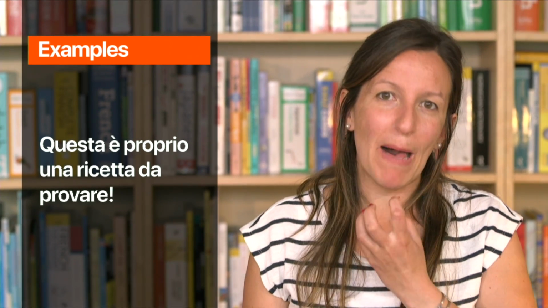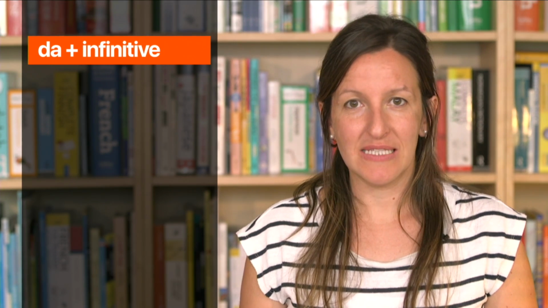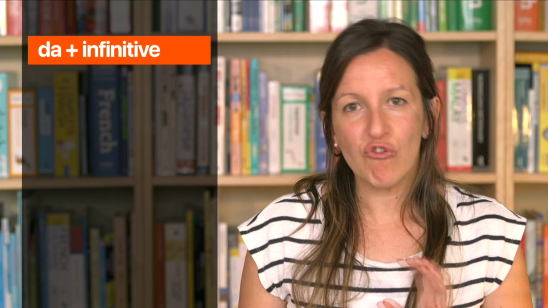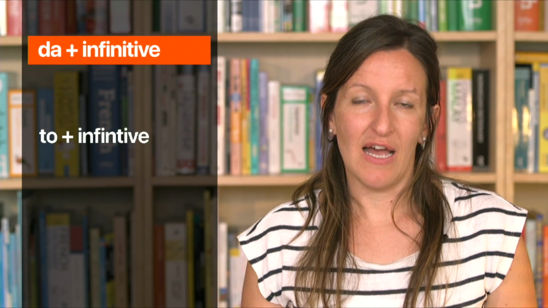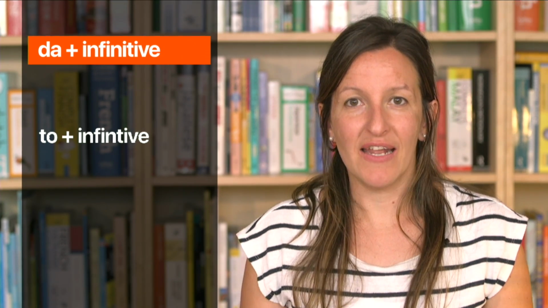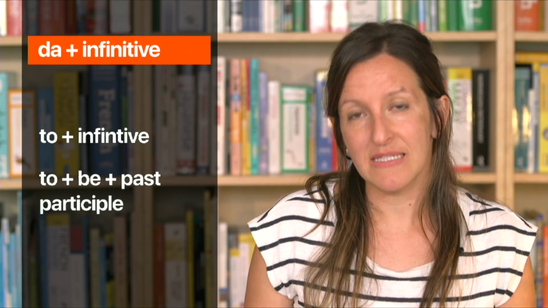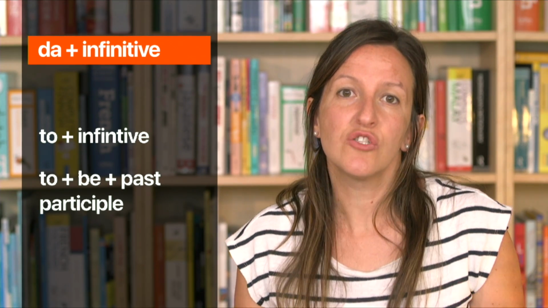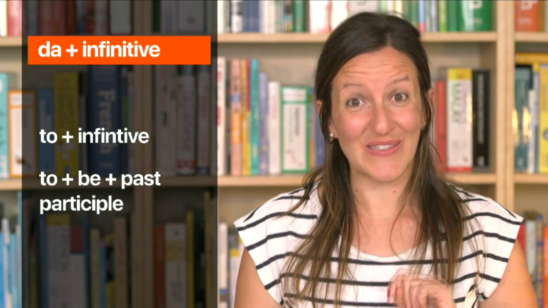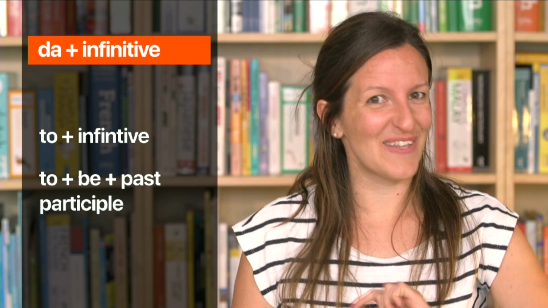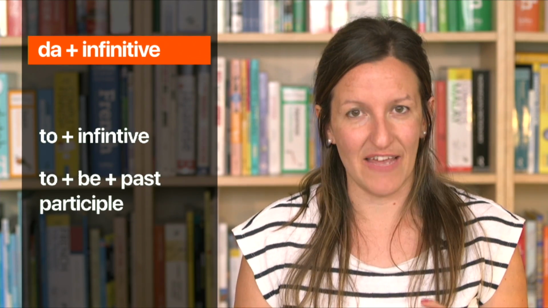Allora, to sum up, we could say that in English, da plus infinitive can be conveyed in two possible ways, either to plus infinitive, ad esempio una ricetta da provare, a recipe to try, or to plus be plus past participle, a recipe to be tried. Okay? But there is also another thing I want to tell you today. You get a 2-for-1 offer. So, the use of da plus infinitive together with indefinites.